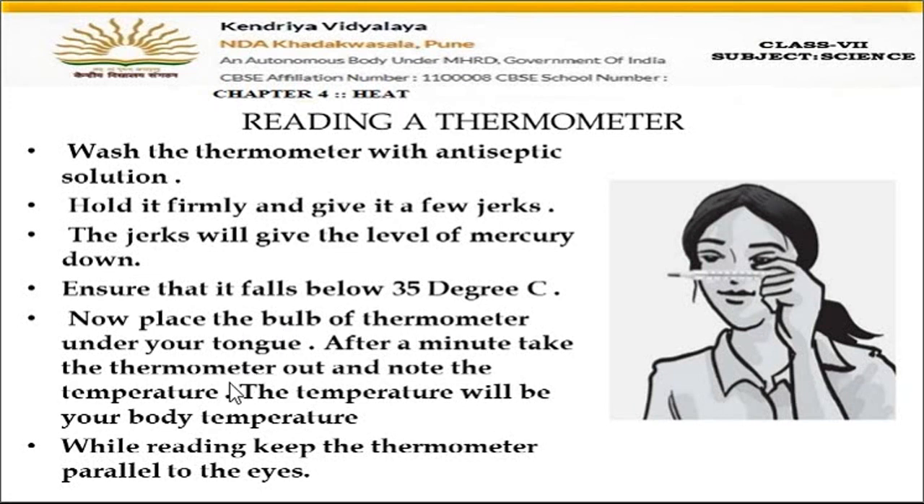Now, how to hold the thermometer? When you put it in your mouth, the bulb of the thermometer should be below the tongue. Hold it for a minute, and after a minute take the thermometer out and note the temperature. You will see that the mercury will rise in the narrow glass tube, and the point up to which the mercury rises, the last level, you have to read; that will be the reading of the temperature.